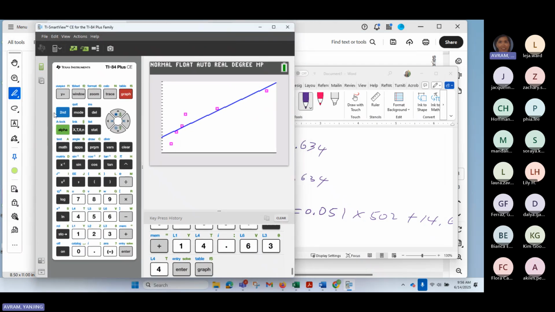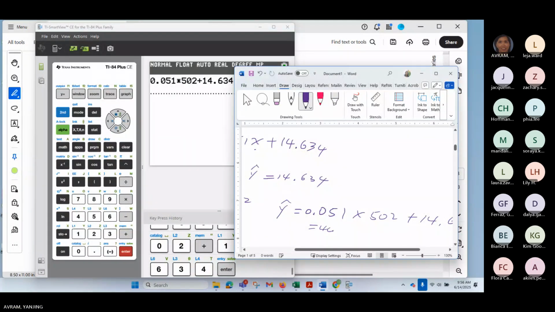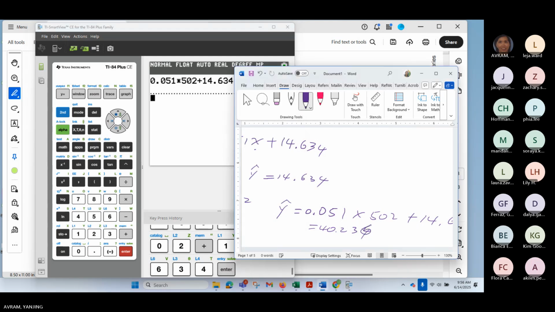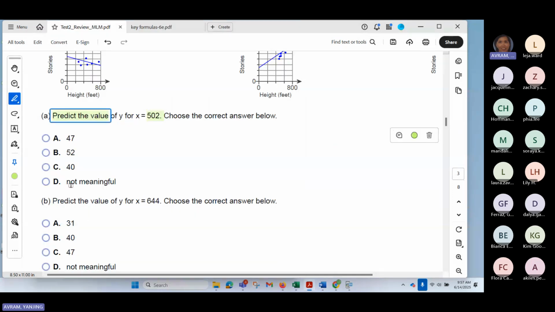Okay, so you're going to have to use second mode, go to the home screen to calculate this one. So 0.051 times 502 plus 14.634. Let's say you calculate in here. So you're going to have 40.236. Sorry. All right, so that is your answer in here. Okay, 40.236. This belongs to the integer choices apparently, so that should be 40.